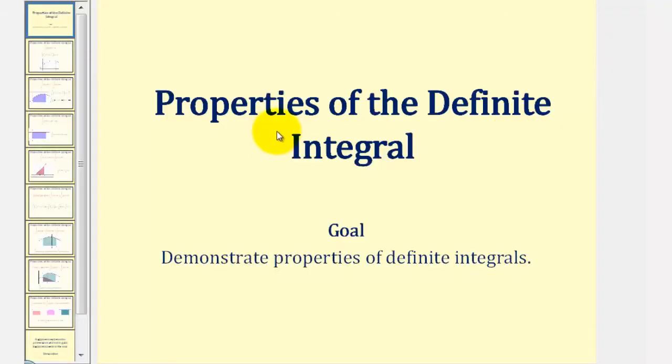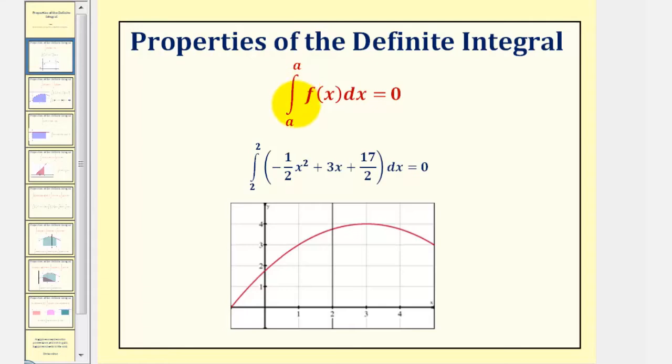Welcome to a lesson on the properties of the definite integral. In our first property, we have the integral of f of x from a to a equals 0. Notice in this case, the lower limit of integration and the upper limit of integration are the same, and therefore the interval of integration will have a width of 0, making this equal to 0.